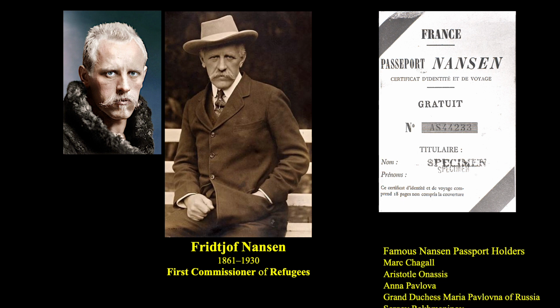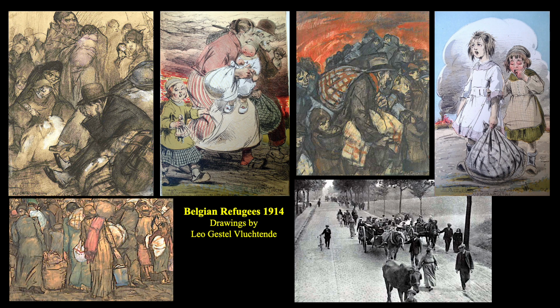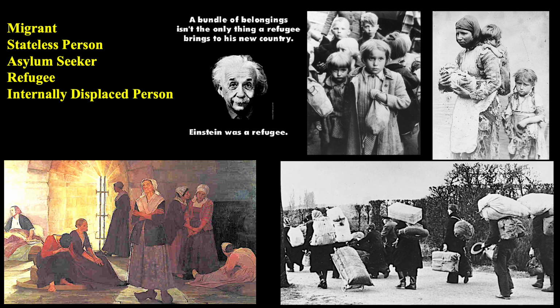Quite a few of these stateless people would later become famous. The very first refugee situation to achieve international attention was that of the Belgians who fled the German advance at the beginning of the First World War. In Britain and America and elsewhere, their plight was described in posters, artwork, pamphlets, and books. The terms used to define people fleeing were standardized.